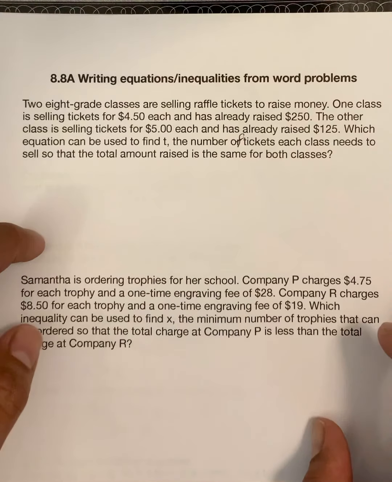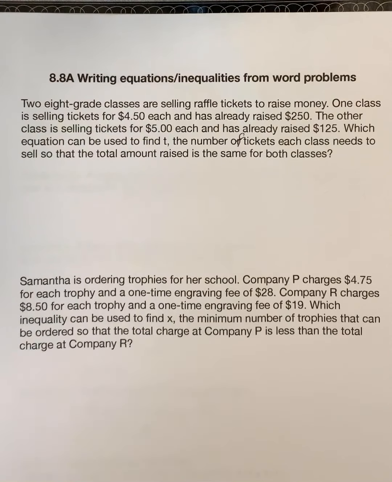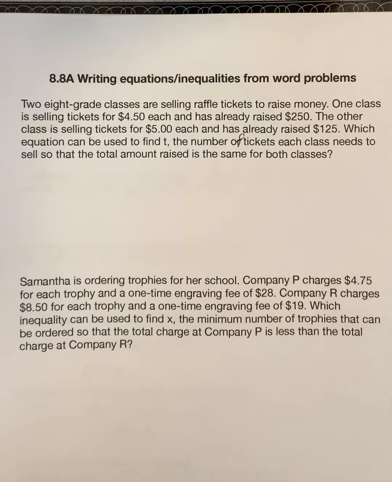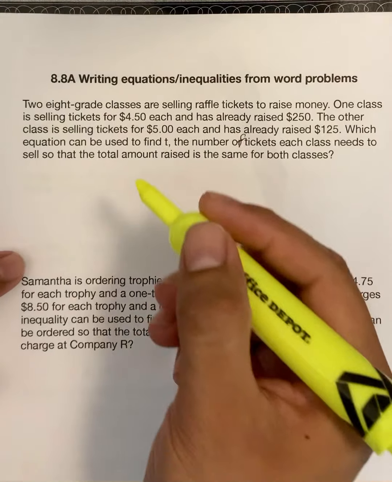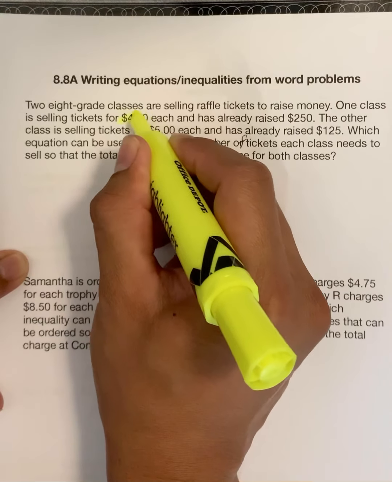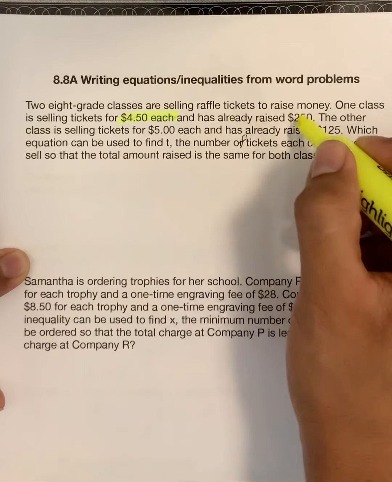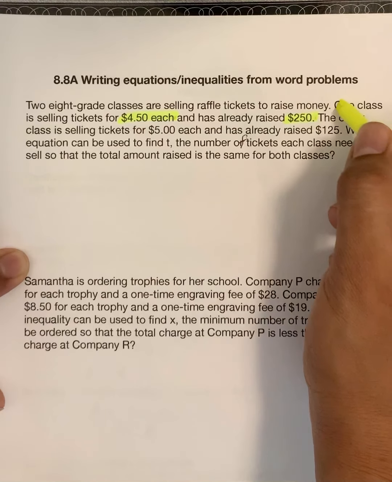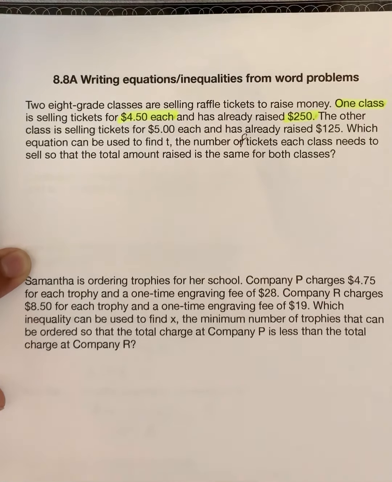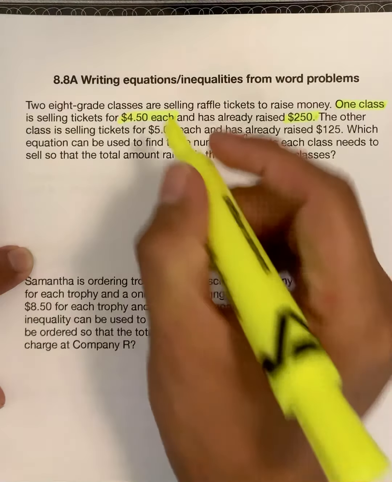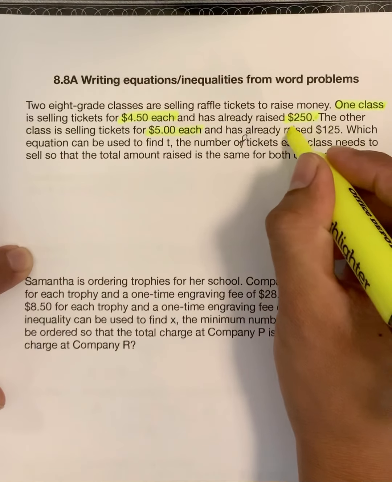So when it comes to word problems, you guys, I suggest you read it a couple of times. The first time we overlooked some important information. This time we're gonna read with a purpose. We're gonna highlight and underline important information. So two 8th grade classes are selling raffle tickets to raise money. One class is selling $4.50 each. That seems to be important to me. And the word each is gonna be one of our keywords. And already raised $250. So that's just one class. The other class is selling tickets for $5 each and has already raised $125.